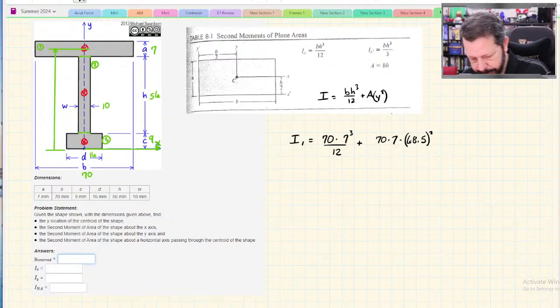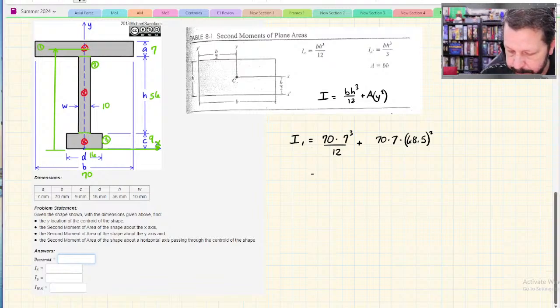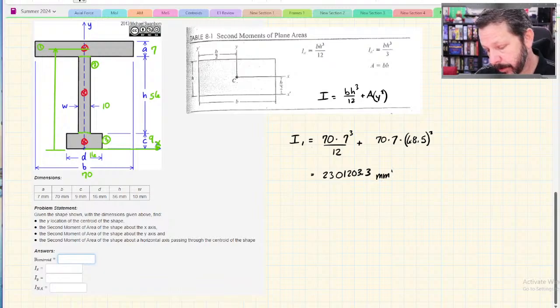Let's see what our numbers are. 7 cubed times 70 divided by 12. Is that right? I guess so. Plus 70 times 7 times 68.5 squared. Get a giant number, but I do have 68.5 squared, so maybe it's supposed to be that big. I don't know. 2,301,203.3. These are millimeters to the fourth, so that is going to be a large number.